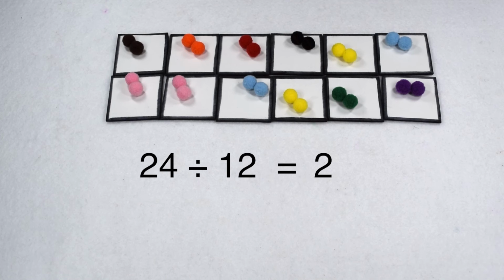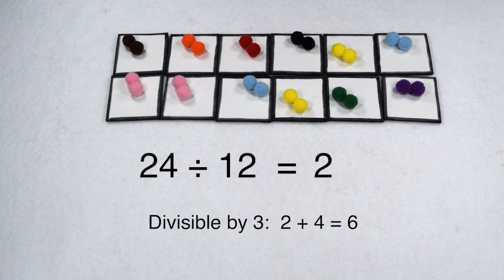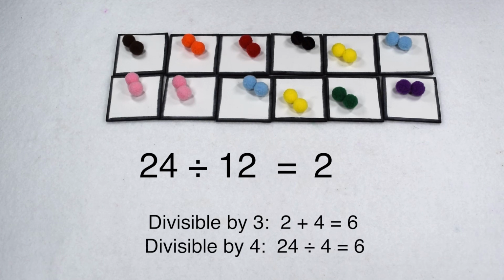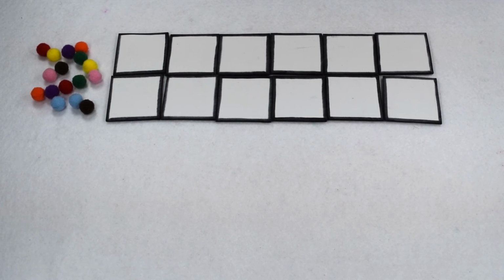Now let's test that with our divisibility rules. If 24 is divisible by 3, then that means the sum of its digits is divisible by 3. 2 plus 4 is 6, and 6 is divisible by 3. It should also be divisible by 4. Well, 24 only has 2 numbers in its digits, so we just have to check 24. 24 is divisible by 4. So since it's divisible by 3 and 4, we can see that 24 is also divisible by 12, and it follows our rule. Let's test out another example.